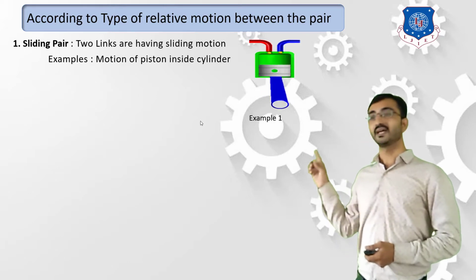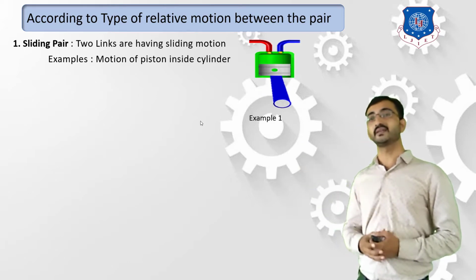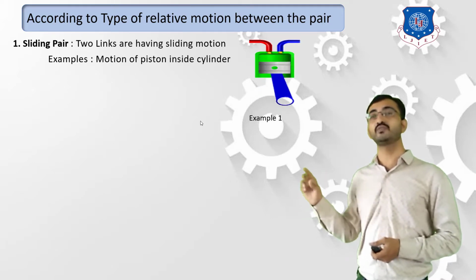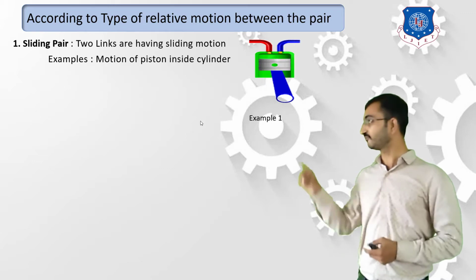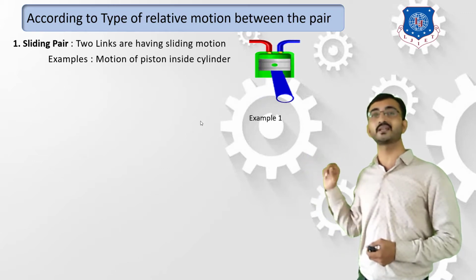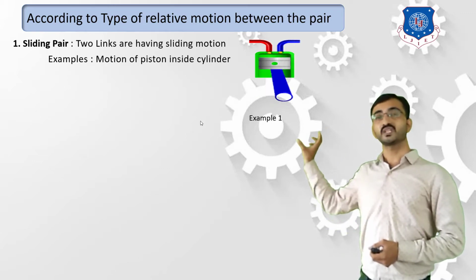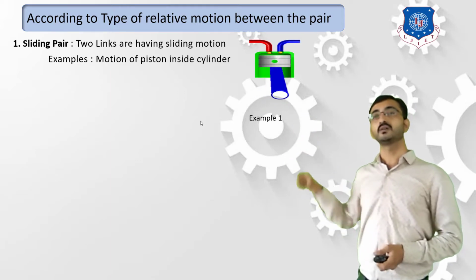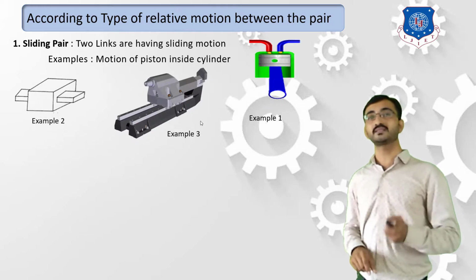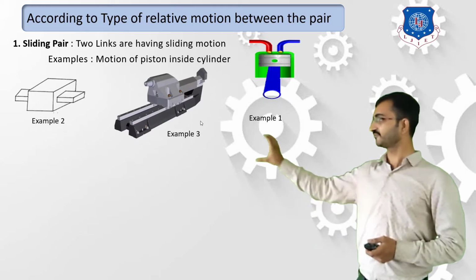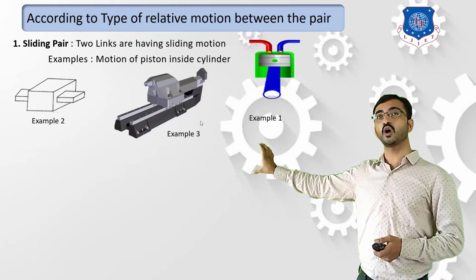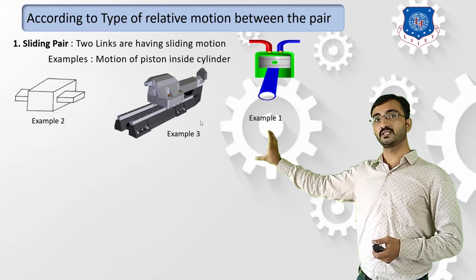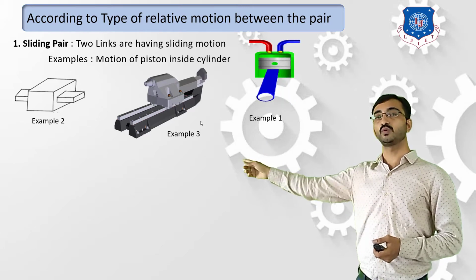Now as the name indicates, it is a sliding pair. What does it mean? That the first component will be sliding with respect to the other component. The first example is the piston and cylinder arrangement. This piston is reciprocating inside the cylinder, and this type of motion is sliding in nature. Let's consider the second example. Once again, we can consider the fixed block, and with respect to this fixed block, your rectangular block will be sliding in the slot.